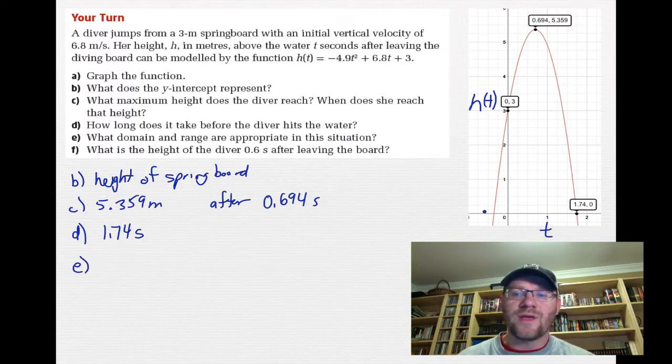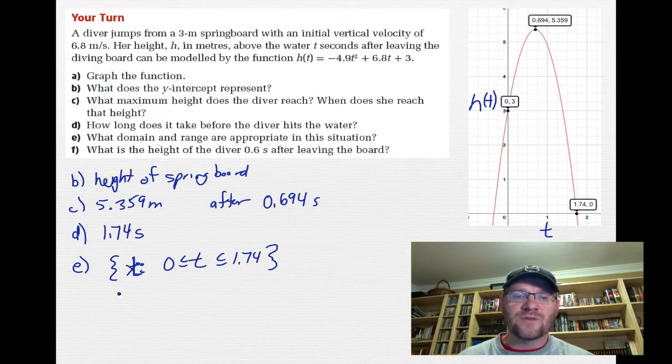Well, our domain here, we're talking about a real life situation, and we're talking about it in terms of time. So time starts at 0 and it goes as far as 1.74. So we could say x, or I guess this is time, so we'll use t instead of the variable x. We'll say from 0 to 1.74. That would be for domain.